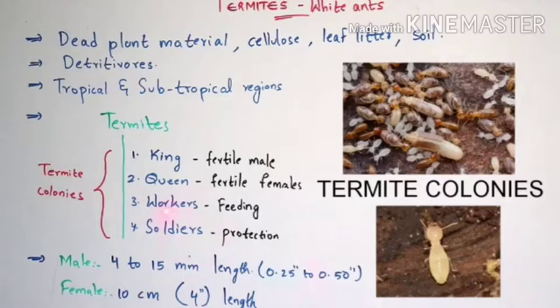So coming to the workers, what is the main function of these workers? Workers feed upon the food material, and they bring food material to the king, the queen, and also to the other termites present in the colonies. Coming to the soldiers, they help in the protection of the colonies, for example, against attacks from other insects, and that protection is provided by the termite soldiers. The king and queen help in the ruling of these termite colonies.